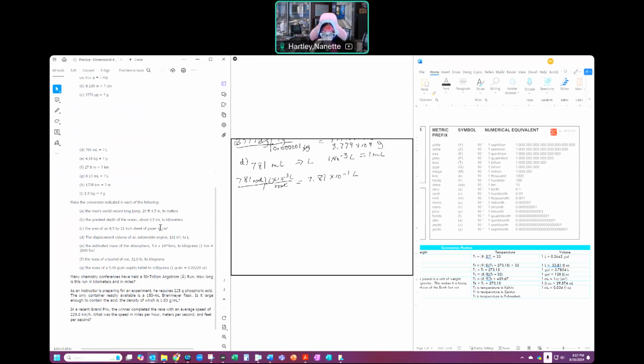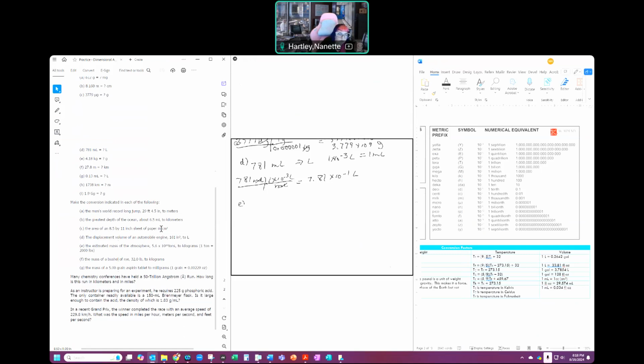And that makes sense to me because I have a bunch of milliliters, but liters are bigger, so I would expect that to be a smaller number than what I start with. Okay, so that makes sense to me. It has passed my smell test. Okay.